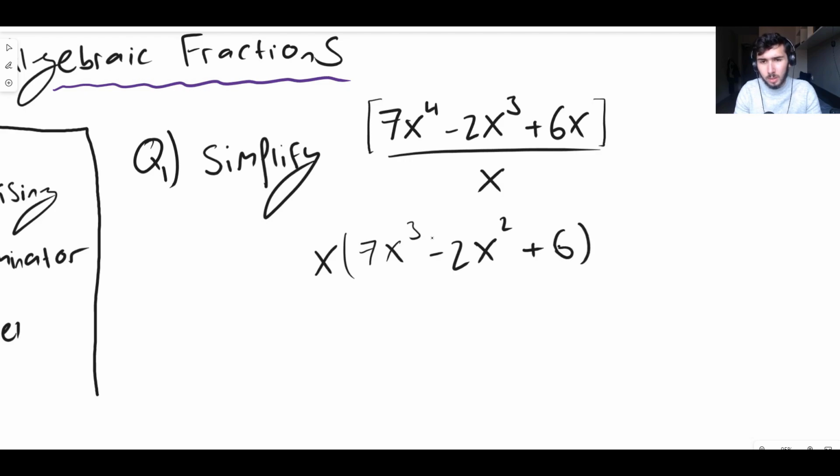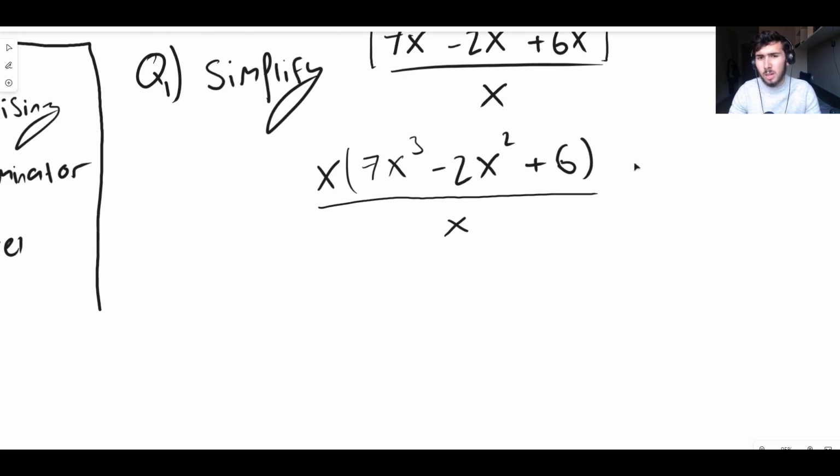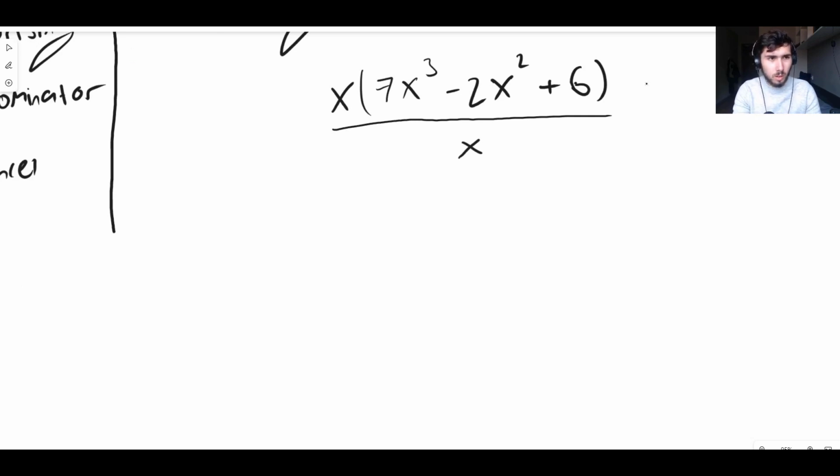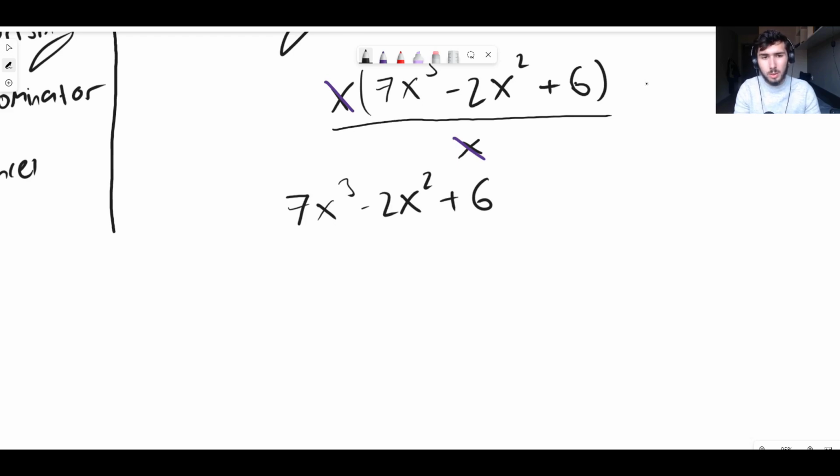If you were to expand this whole thing out, you would get back to the numerator of this fraction. So we know that this is the case. And this is still being divided by x. We have not done anything to the denominator of this fraction. From this point on, it looks fairly clear that an x cancels out here and here, just like so. And we end up with 7x cubed minus 2x squared plus 6. This is the answer.